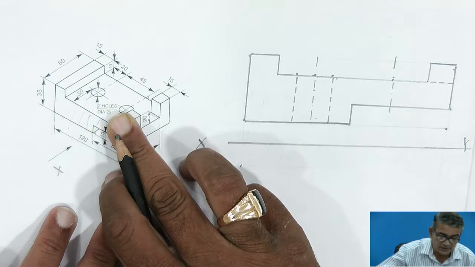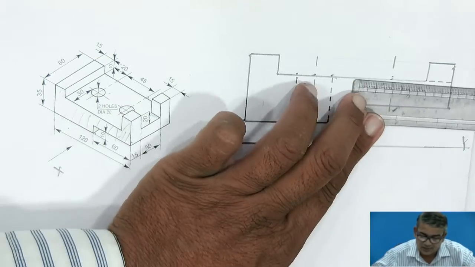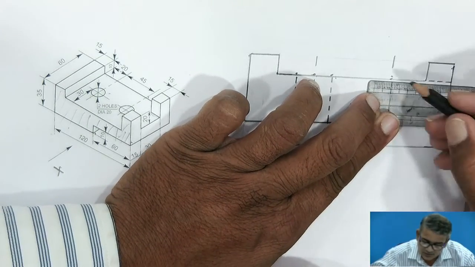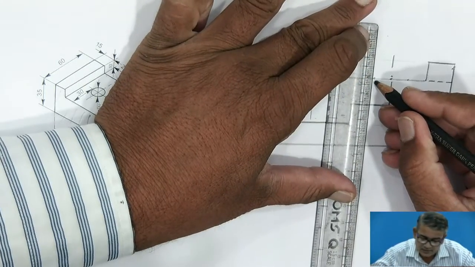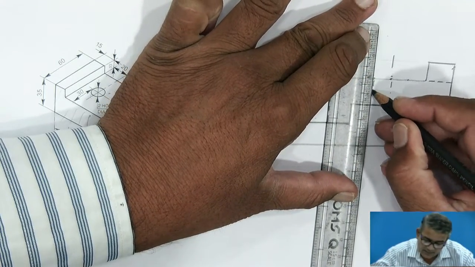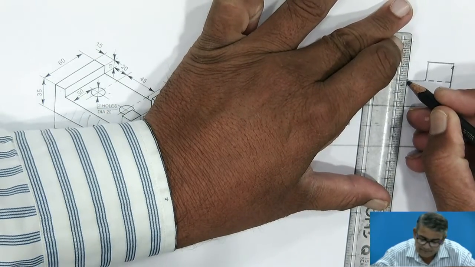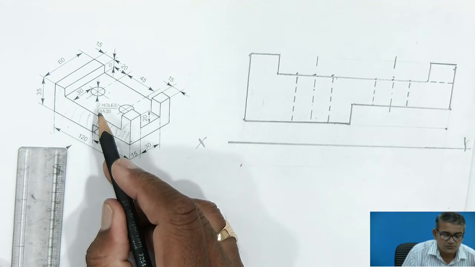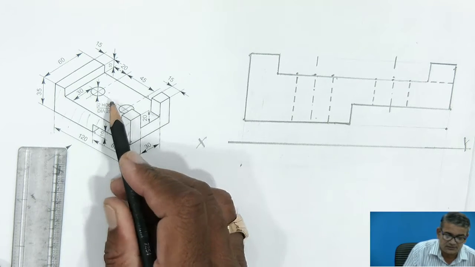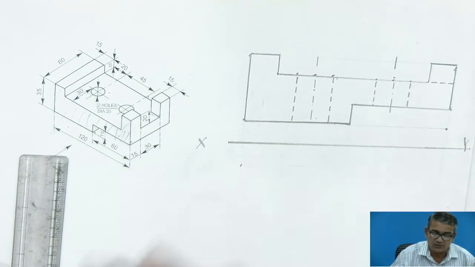Here also the same, there are two holes, this hole and this hole. Diameter is 20, means radius is 10 mm. Draw 10 mm on the right and left side and draw the dotted lines. So this surface is over, this surface is over, this is hidden, this is hidden. So the front view is over.